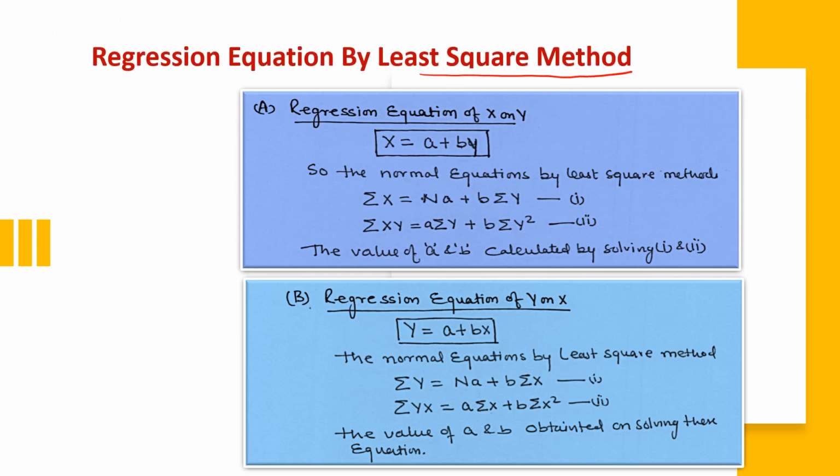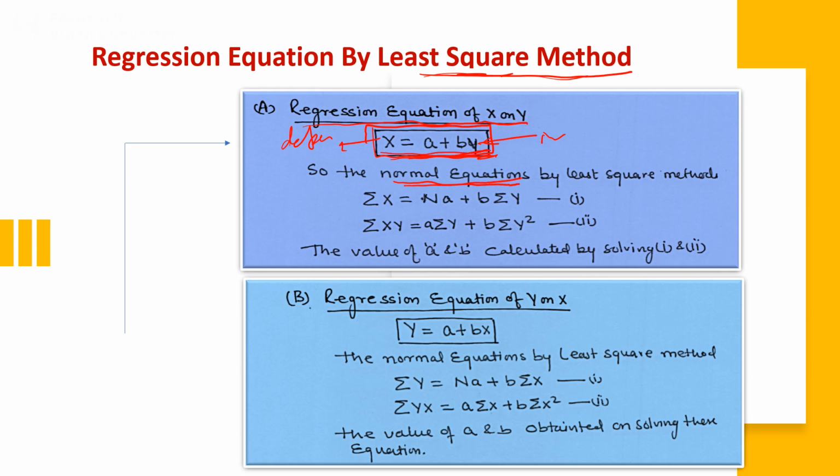If we have to find the regression equation by the least square method, for the regression equation of x on y, we write x = a + by. Here y is independent and x is dependent. So we take the expression x = a + by. This is the equation of a line, and we have to fit that line by the least square method. So we take the normal equations by the least square method.